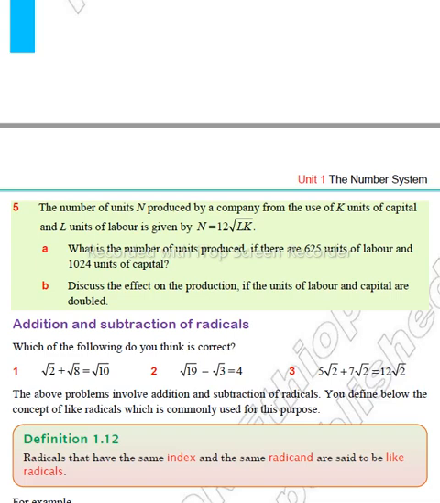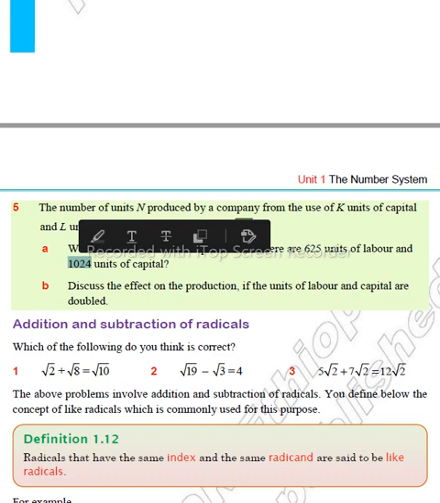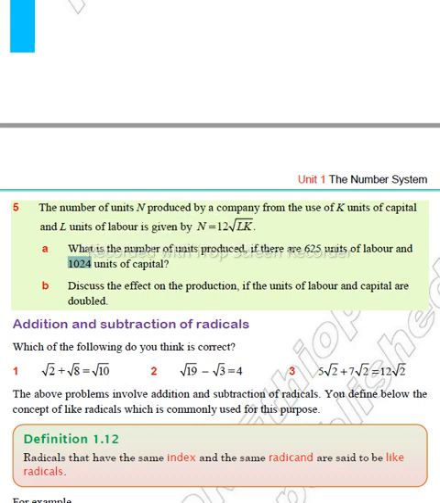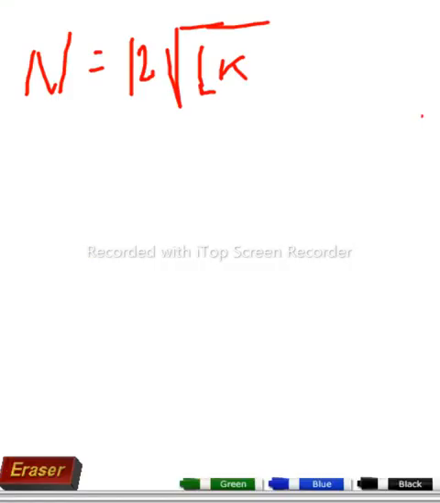We are given that the units produced are 625 in the labor, if 1024 units of capital. What is the result when the labor unit is 625 and the capital is 1024? So let us do it for both.